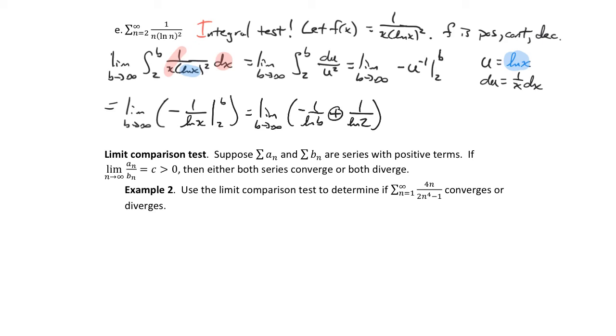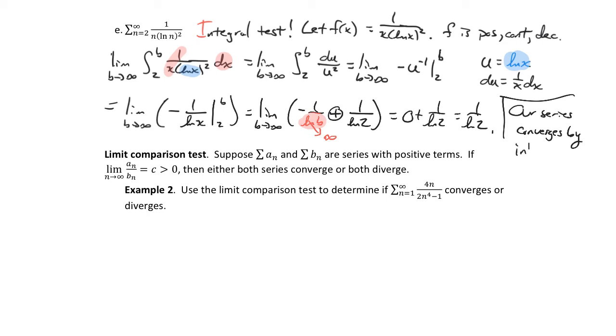So here's the action. b is going to infinity. The natural log of b also goes to infinity. The natural log is in the denominator. If the denominator is going to infinity, then the 1 over the natural log of b is going to go to 0. So that's going to go to 0 plus 1 over the natural log of 2. It's 1 over the natural log of 2. Okay, so that means that our series, I'll write the conclusion over here, our series converges by the integral test.